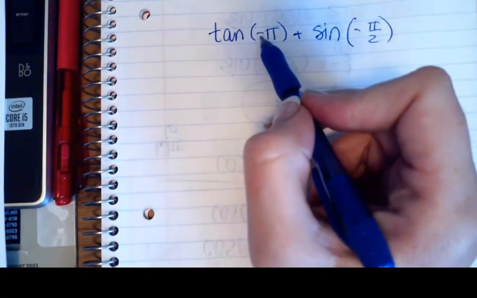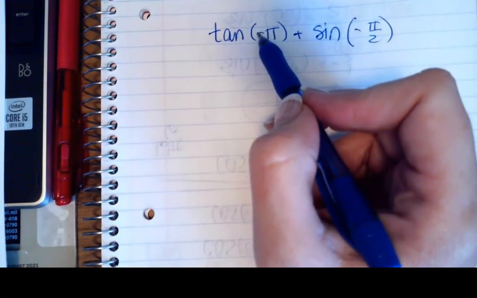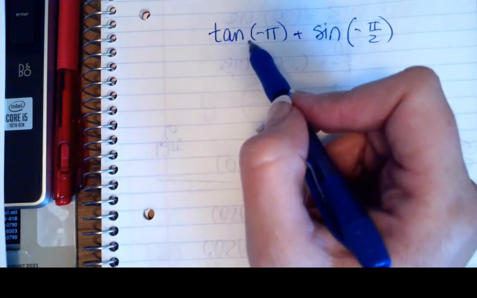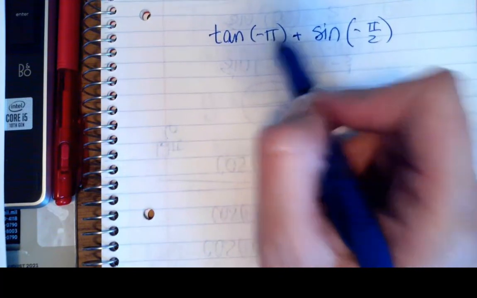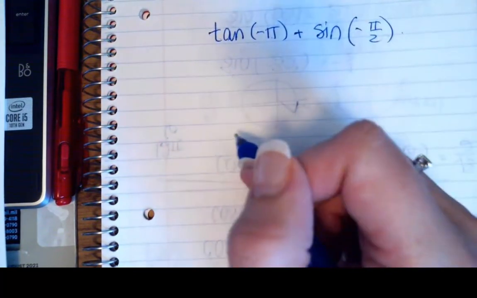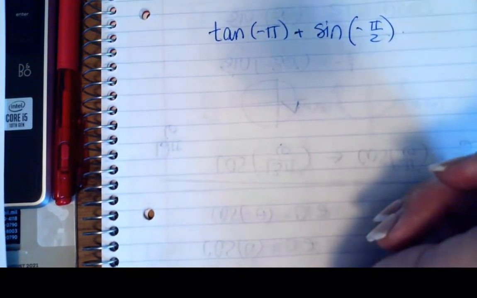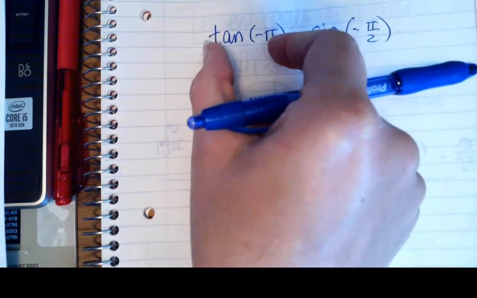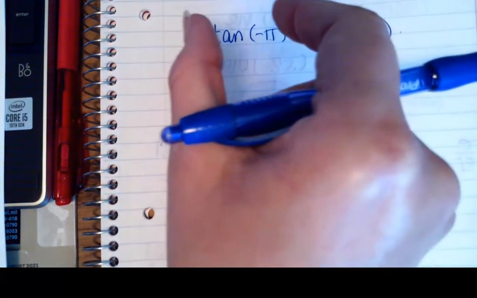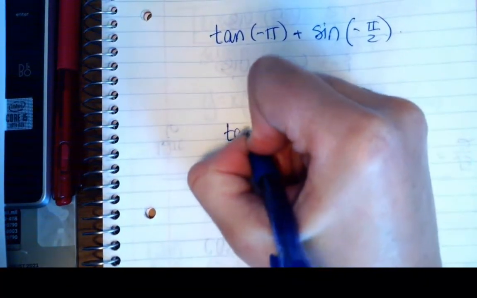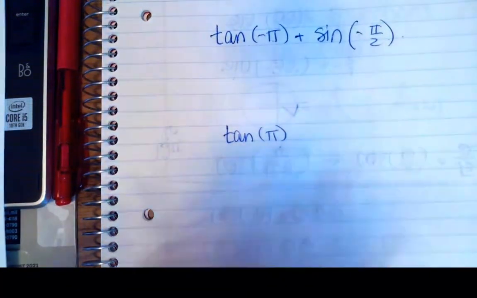Okay, so we're putting a bunch of stuff together here. So I know that this is a negative angle. So I can use the property of even and odd functions to figure out what this is. I also know that pi and pi over 2 are quadrantal angles. So my answer is either going to be 1, -1, 0, or undefined. First of all, tangent is an odd function. So let's find the tangent of positive pi, and then we'll change its sign.